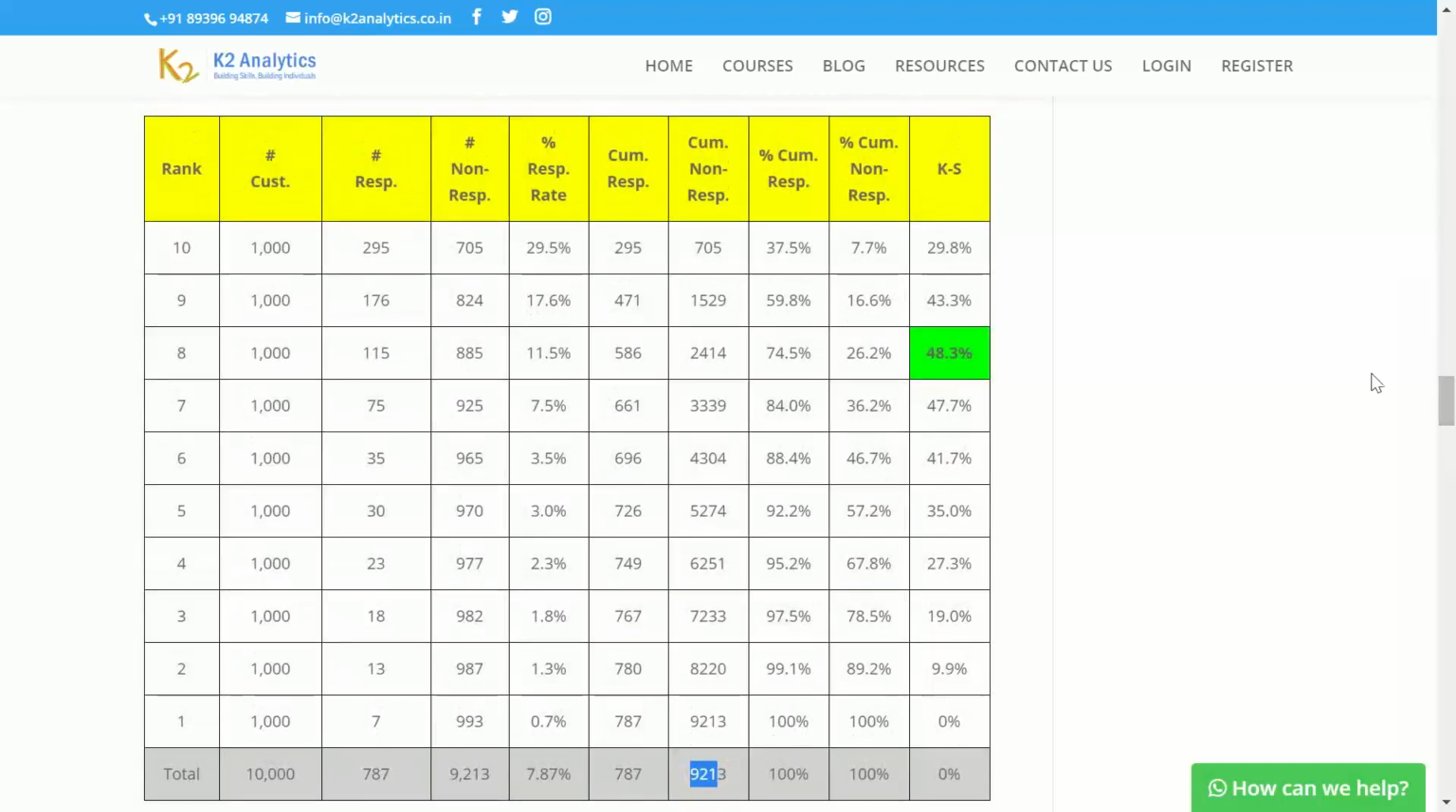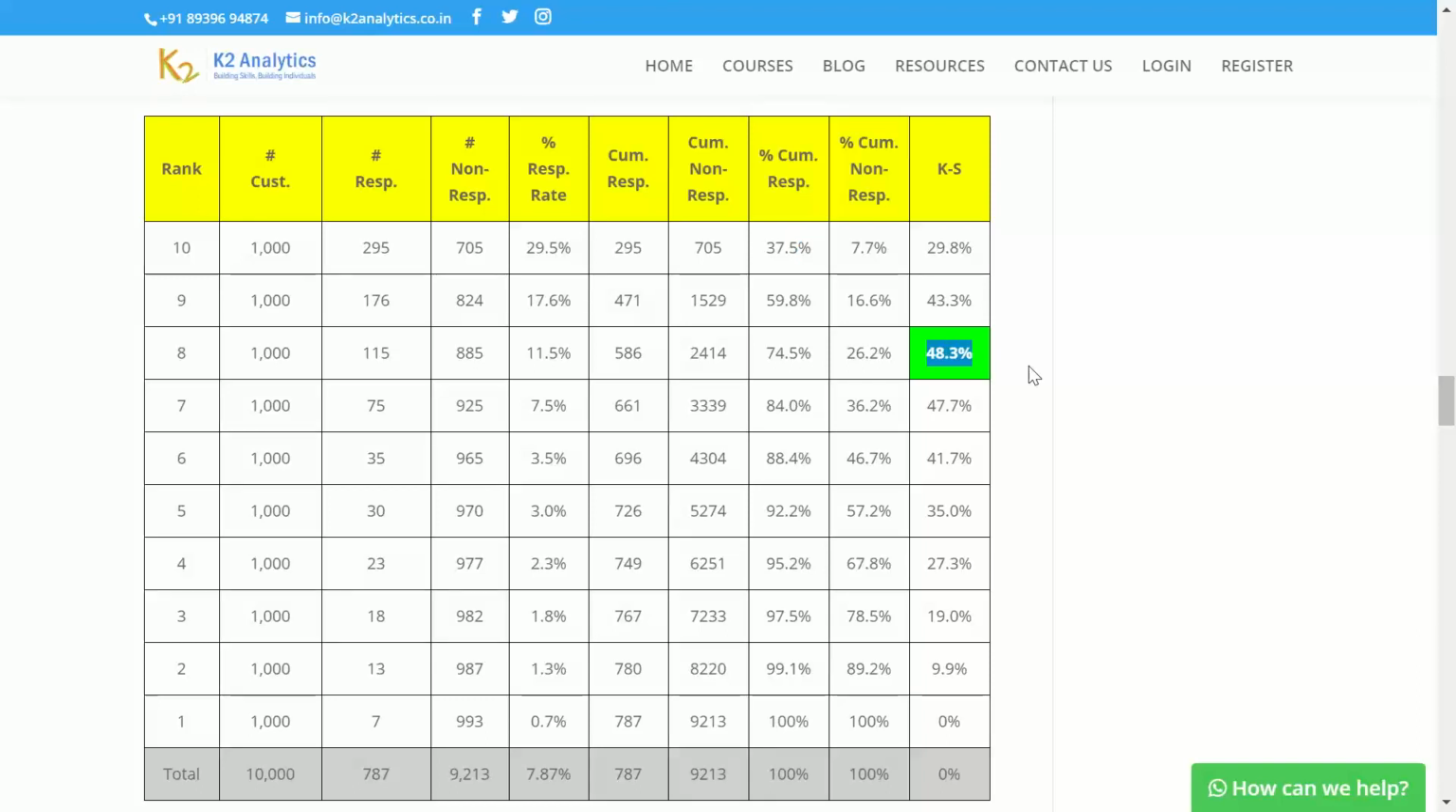Now the final step, KS. KS is the difference of the cumulative response percentage minus this. I have expressed these numbers in percentage. However, when you use a tool like Python or R, the numbers will come in decimals. So it will come as 0.298, 0.433. For simplicity, I prefer using the percentage symbol. Okay, so the KS is around 48.3, that is 0.483.